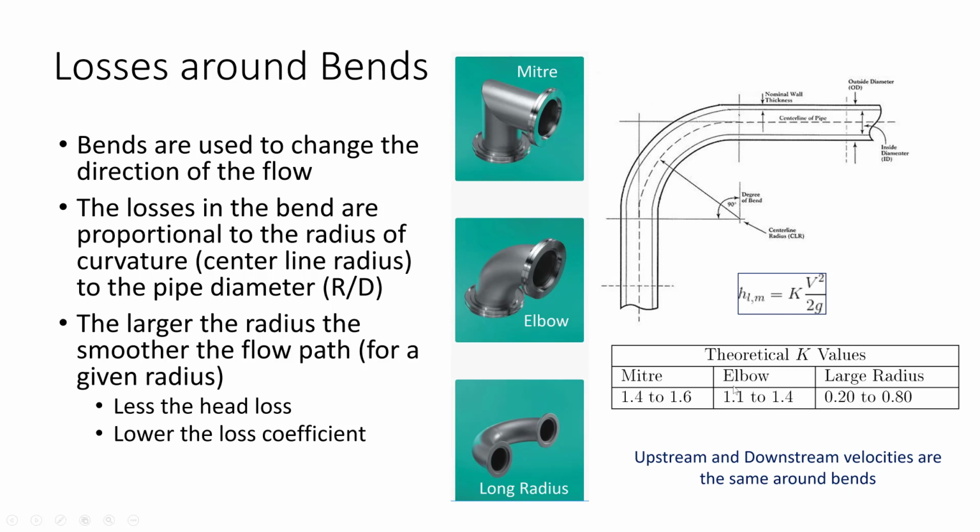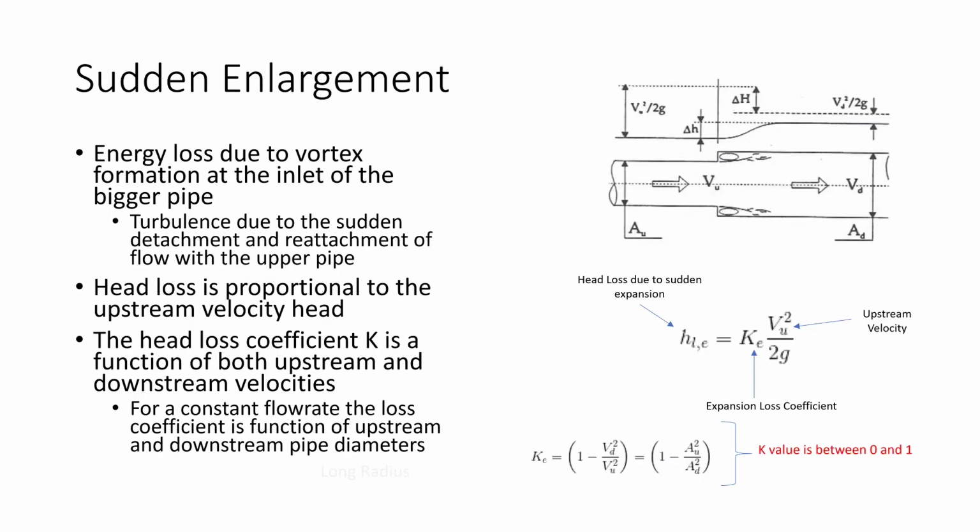So the theoretical K values for miter, elbow, and large radius bends vary anywhere between 1.4 to 1.6 for miter bends, 1.1 to 1.4 for elbow bends. There's a little bit more smoothness in the elbow bend, so my loss coefficient has gone down. And then for a large radius bend, it goes down quite a bit because the K is much smaller. So if the upstream and the downstream velocities are the same around the bends, if you have the same pipe diameter, then it doesn't matter which of those pipe diameters you're going to use to calculate your head loss.